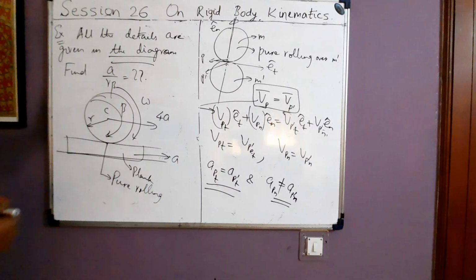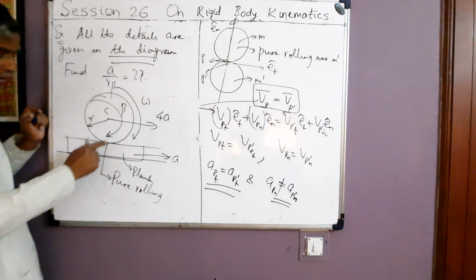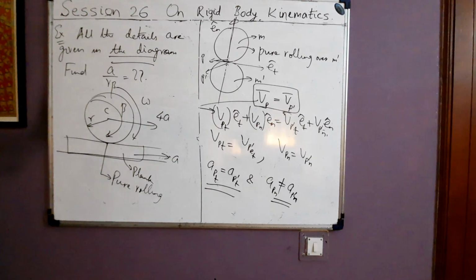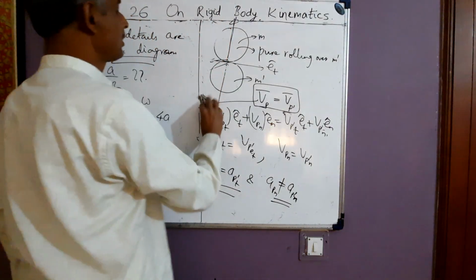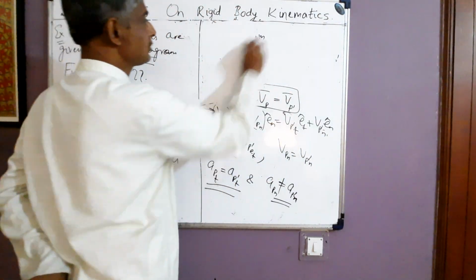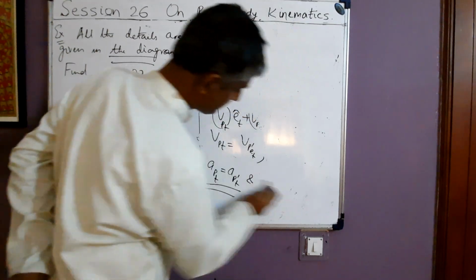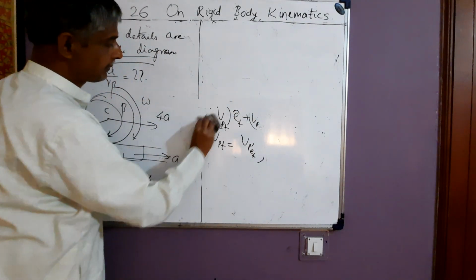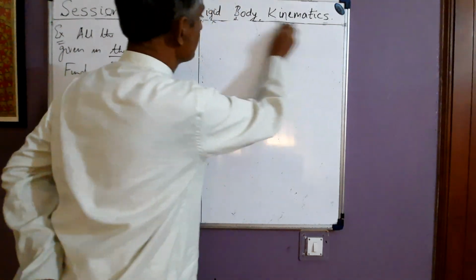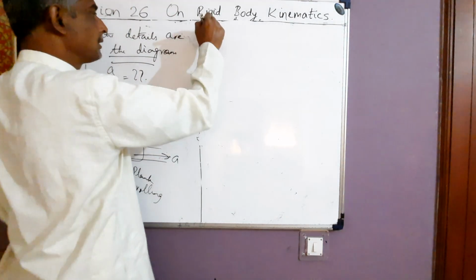Pure rolling takes place here. All this 4A and A, omega, beta, they are all with respect to ground. We have to find the value of the ratio A by R beta. This I can solve by several methods. I'll solve it by two different methods. So this is method 1.